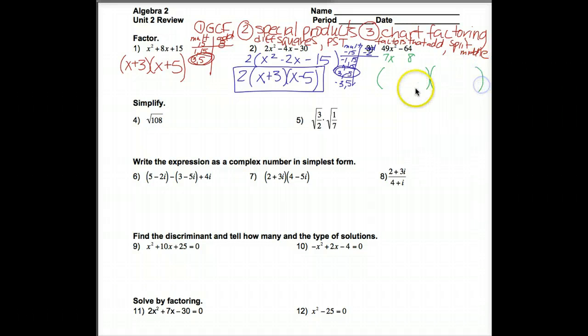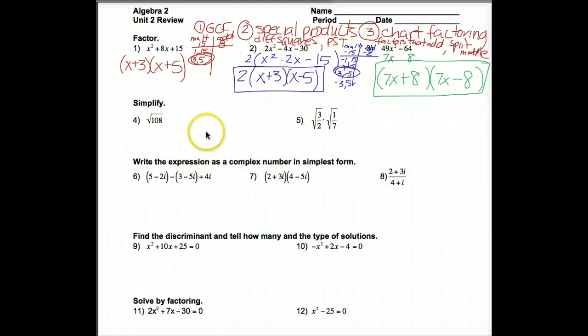When you factor a difference of squares, one of the parentheses gets a plus, the other gets a minus, and you just fill in the first square root to the fronts and the last square root to the back. And so we've got 7x plus 8 times 7x minus 8.